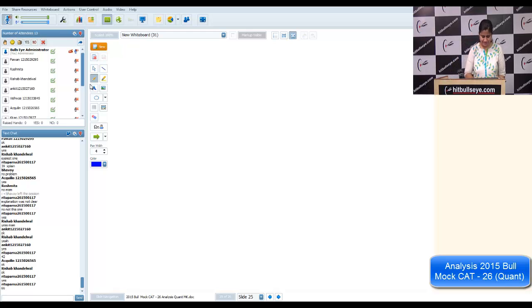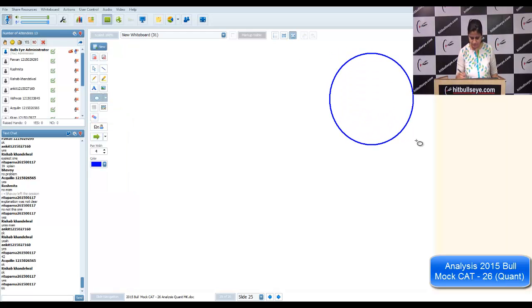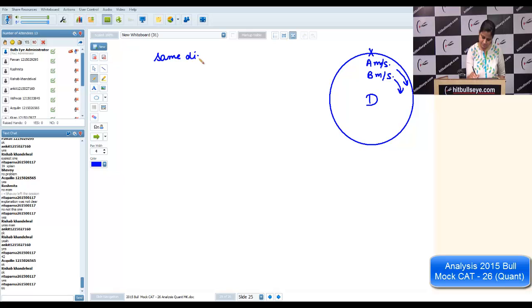Okay, let me explain that question because a very good concept is used in that question. Whenever you have a circular track, there are some shortcuts I want to discuss with you. Say its track length is, say, D. That is the perimeter of the circle. 2 persons are standing here. A person A is moving with A meter per second speed and person B is moving with B meter per second. Suppose they are moving in the same direction. There can be one more case when they are moving in the opposite direction.